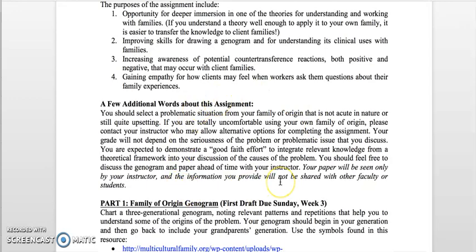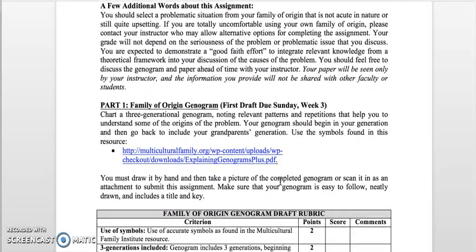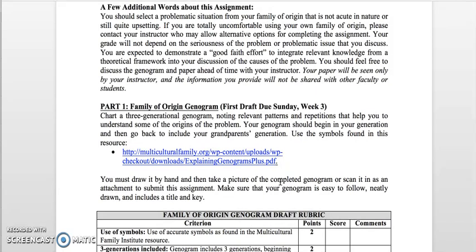Just a couple of points. When selecting a problematic situation from your family of origin, I'm not looking for you to delve really deep into something that is incredibly painful for you, that is unresolved, that you haven't really looked at. I'd rather you take some kind of topic that you feel like you have explored a little bit, you've examined, maybe you've been to counseling or therapy for it, what have you.